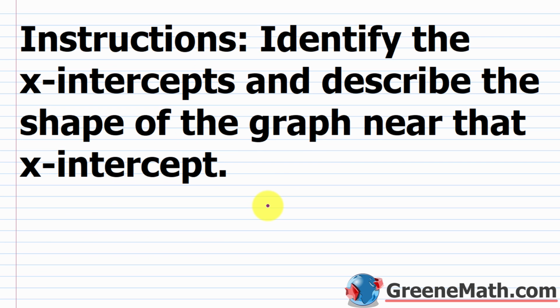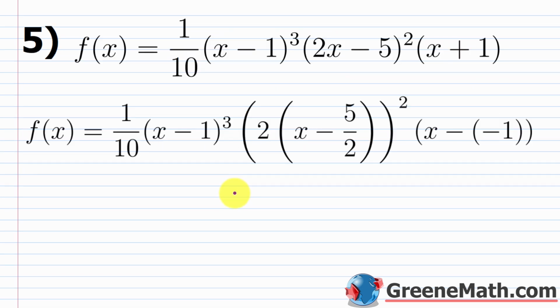All right, let's change up the instructions. So we want to identify the x-intercepts and describe the shape of the graph near that x-intercept. All right, let's take a look at problem 5. So we have f(x) = 1/10 times the quantity (x - 1)³ times the quantity (2x - 5)² times the quantity (x + 1).